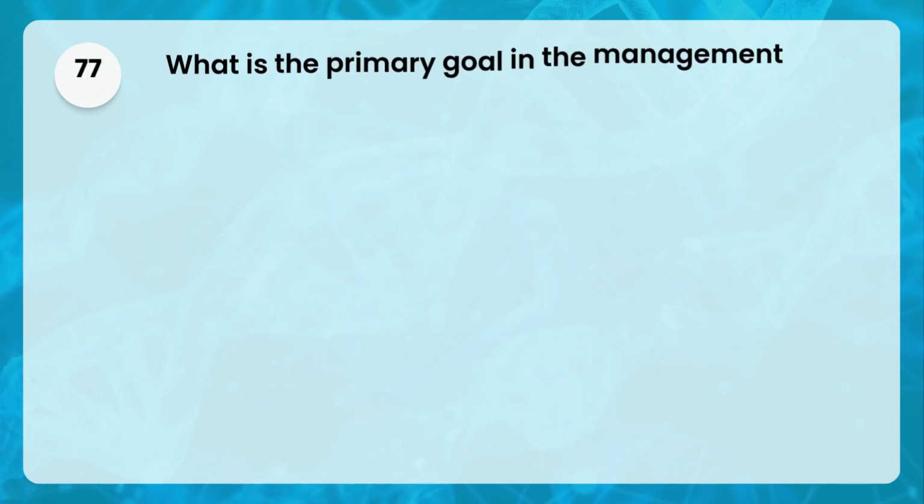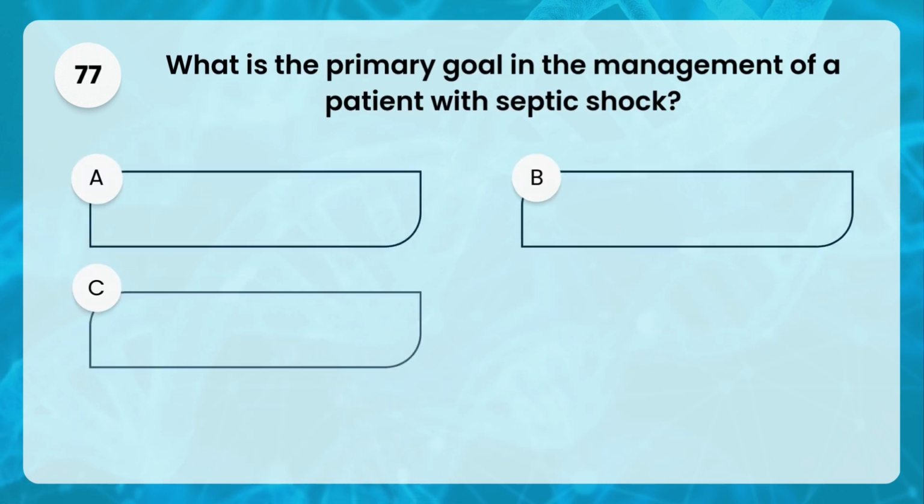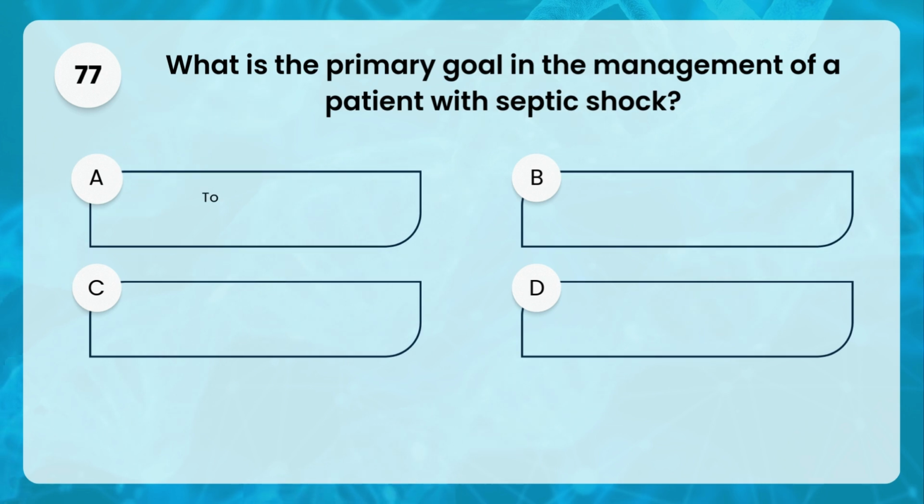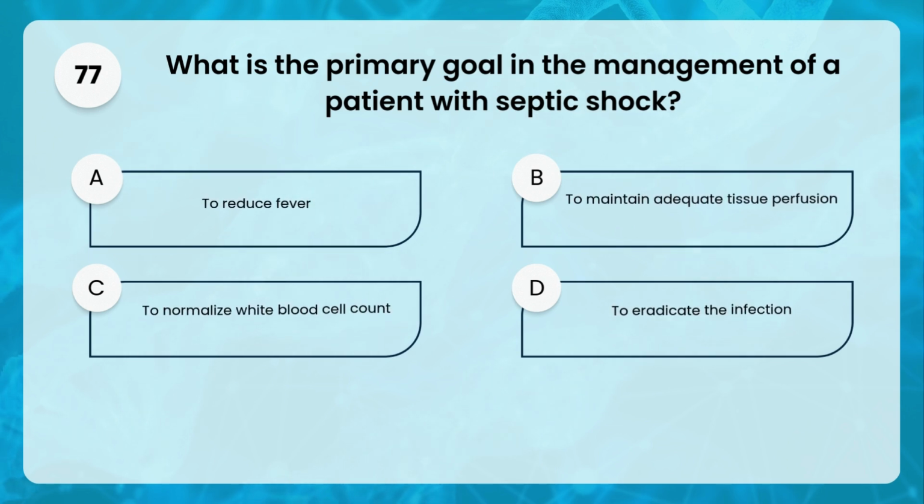Number 77. What is the primary goal in the management of a patient with septic shock? A. To reduce fever. B. To maintain adequate tissue perfusion. C. To normalize white blood cell count.